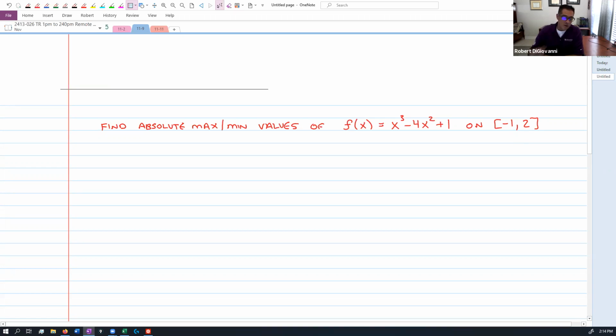So if you were to graph this polynomial function on the interval [-1, 2], I want to know where the highest and lowest points are. I want to know where they happen. I want to know how high it goes and how low it goes. Understand? So you can use the closed interval method here.